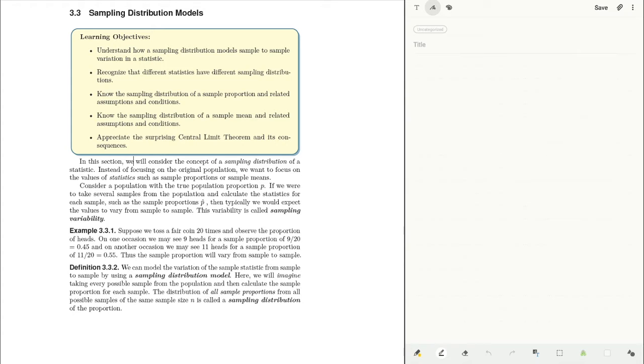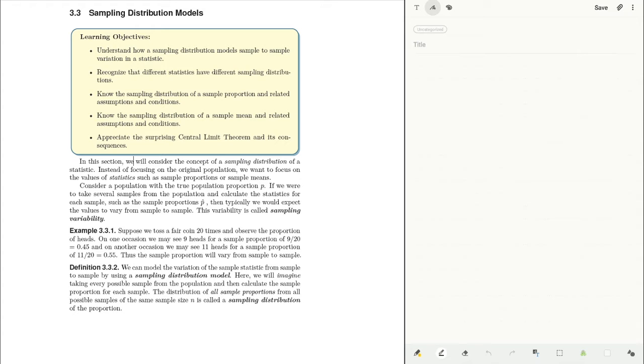So for example, suppose that we tossed a fair coin 20 times and then we calculate the proportion of heads that occurs. On one occasion, we might see 9 heads, which will give us a sample proportion of 9 out of 20, or 0.45. And on another occasion, we might see 11 heads, which gives a sample proportion of 11 out of 20, or 0.55. And so the sample statistic will typically vary from sample to sample.